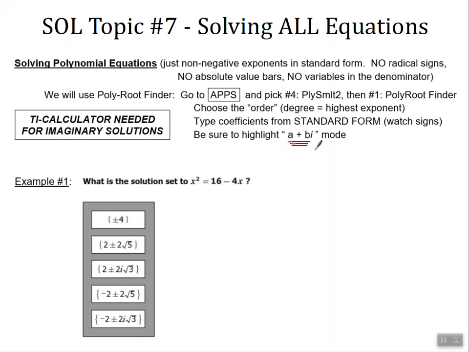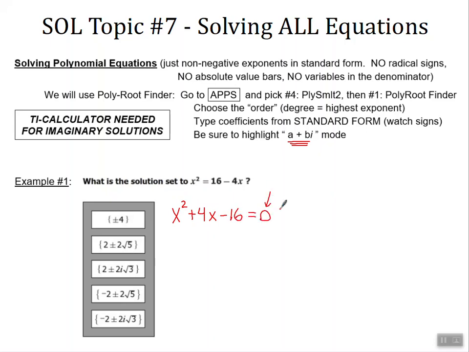Let's look at our first example. What is the solution set to x squared equals 16 minus 4x? Well, the first thing I see is that we are not in standard form. We need to set this all equal to 0, so I'm going to add 4x and I'm going to subtract 16, so therefore I will have x squared plus 4x minus 16 all equal to 0.